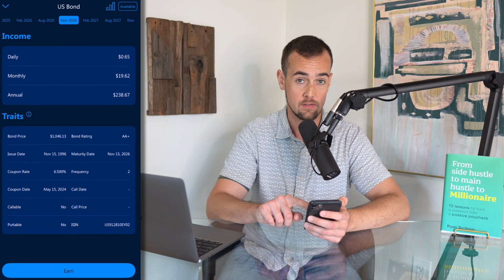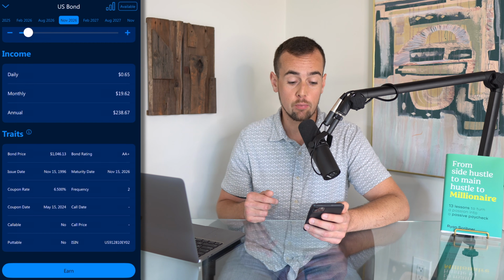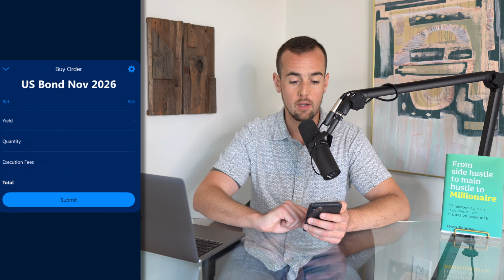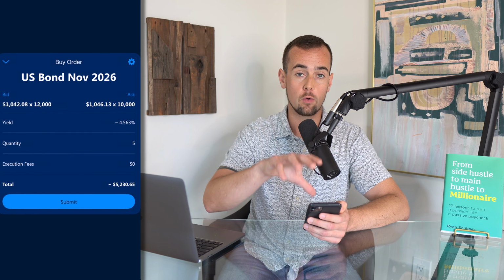And again, you can scroll down here to the income section and see how much income you would be deriving in interest. When you're ready to go ahead and make a bond purchase, you're going to click on the blue earn button at the bottom, and it brings up the order ticket.